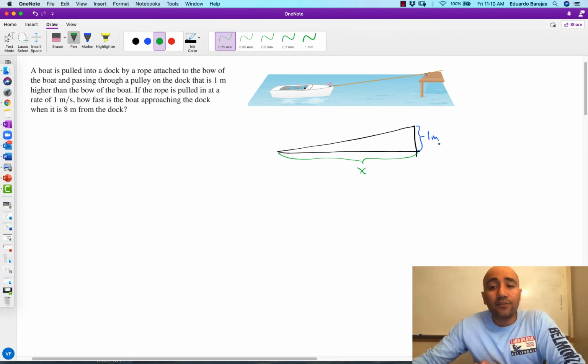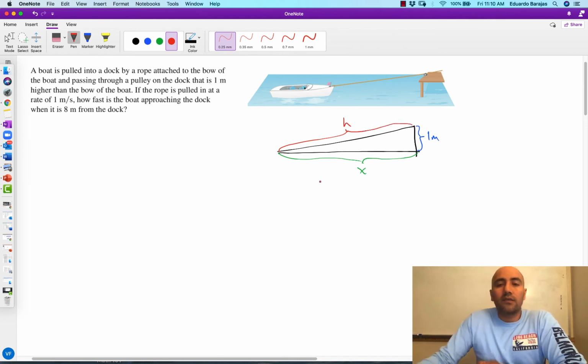I just need a variable in this case here because this is a constant, right? The height of the dock doesn't change. But I do need a variable in this direction. Usually we like to deal with the hypotenuse as h, so why don't we let this variable here, the length of the rope, be h.